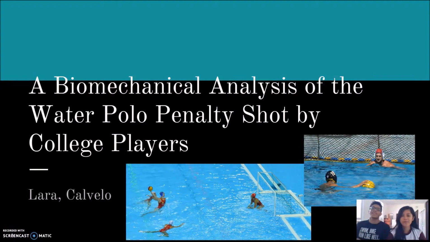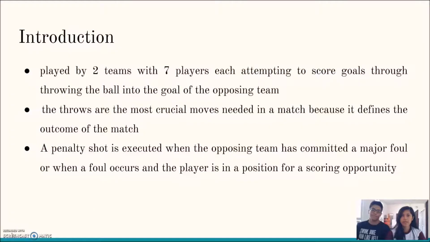And we are here to discuss the biomechanical analysis of the water polo penalty shot by college players. Water polo is played by two teams with 7 players each attempting to score goals. There is a variety of throws you can use to score a goal, but we will focus more on the penalty shot, which is a crucial shot that can determine a game.